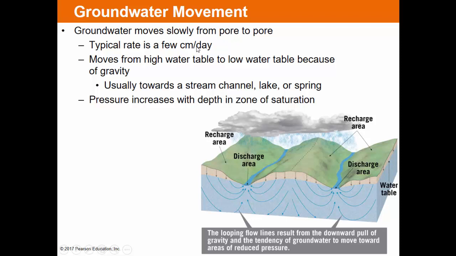So groundwater moves slowly from pore to pore. The typical rate is a couple centimeters per day. It moves from high water table down to low water tables. Water table comes up over this hill, water goes in, it goes down to that water table. Now you may see here that it's going up against the force of gravity. The reason why it's going up against the force of gravity is because all this water above it is pressing down, and the looping lines result from the downward pull of gravity and the tendency of groundwater to move toward areas of reduced pressure. So gravity is pulling it down, but there's more pressure here than there is here. There's very little pressure here, so it moves toward an area of reduced pressure.